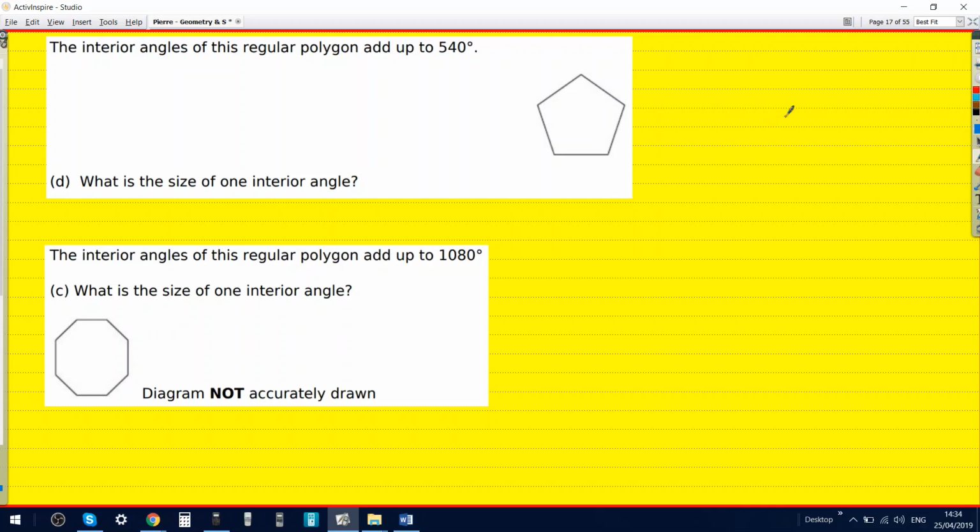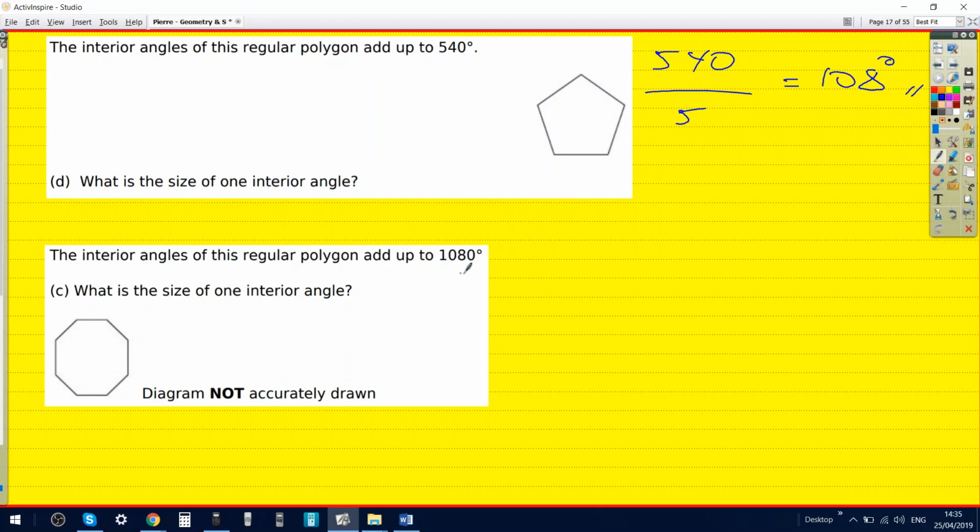Okay, interior angles. 140. What is this side? So 540 divided by 5 gives you your answer. What is 540 divided by 10? 54. And then double it. Double 54. So that's 108. So that's the easy way to divide by 5.